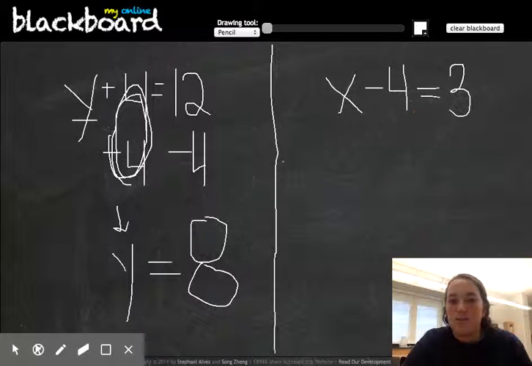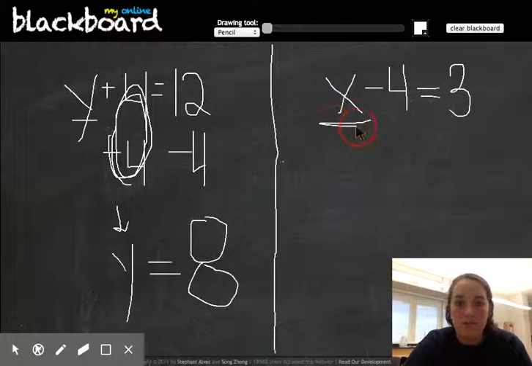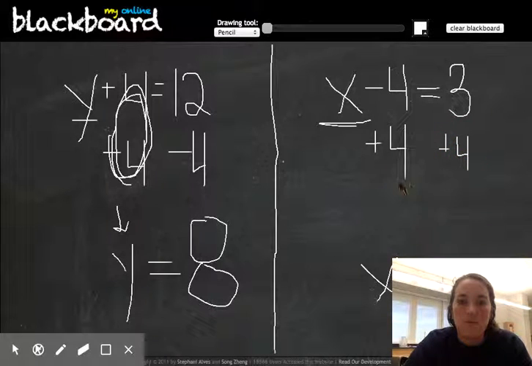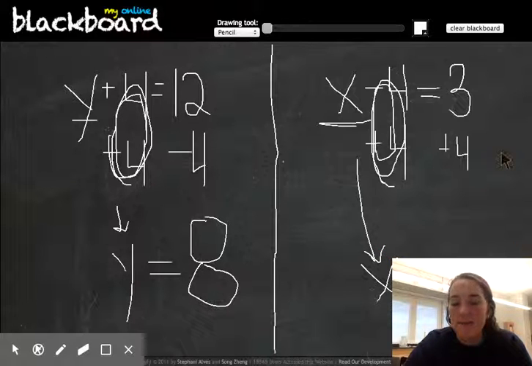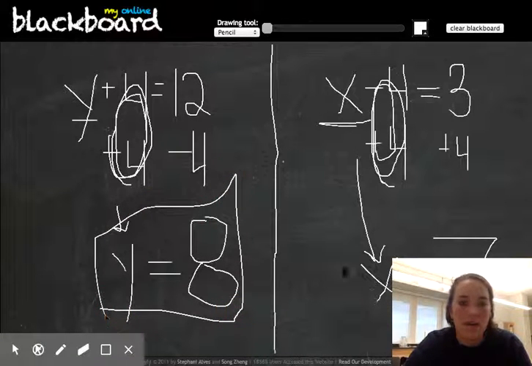Over here, I am now subtracting, so I'm taking away 4 from x. In order to get back to just x, because I want to get to just x equals at the bottom, what do I have to do? I have to add 4. But whatever I do to one side of the equation, I have to do to the other. So negative 4 plus 4, or minus 4 plus 4, becomes 0. So I'll end up with just x. And then I have 3 plus 4. What is 3 plus 4? 7. So x equals 7. So my 2 solutions are y equals 8 and x equals 7.